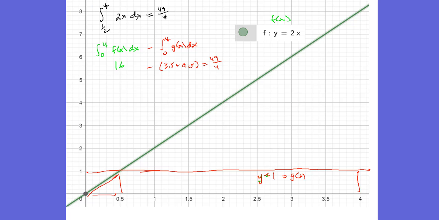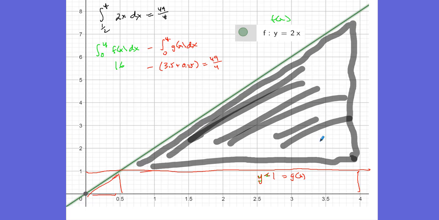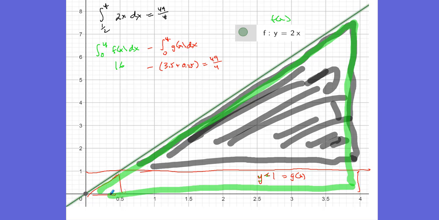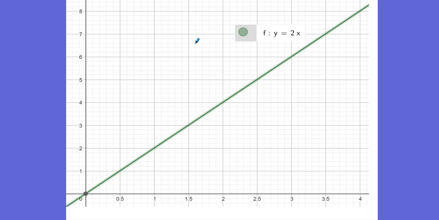Because think about it. This area right here, from here to here, all this area in here, is really this whole green area right here, take away this red area right here. And what's left is this black area, which is 49 over 4. And so you can see how there are many different ways to take a look at this problem.